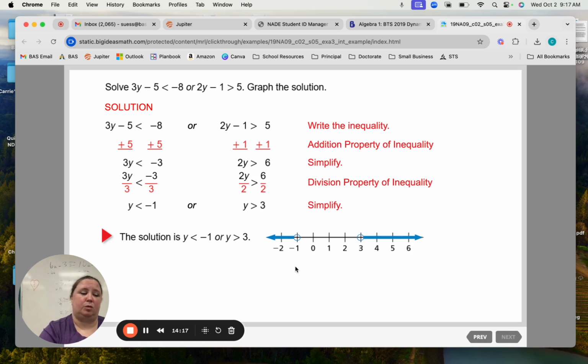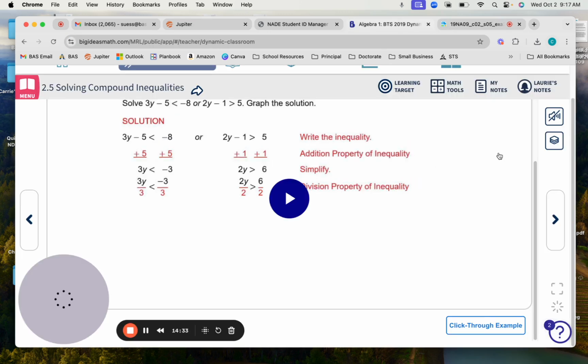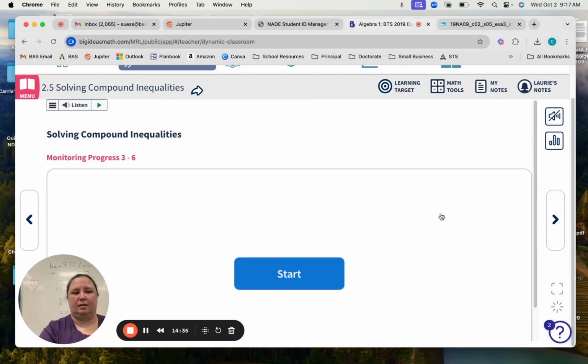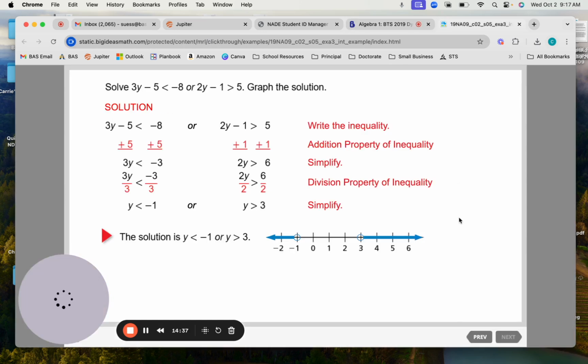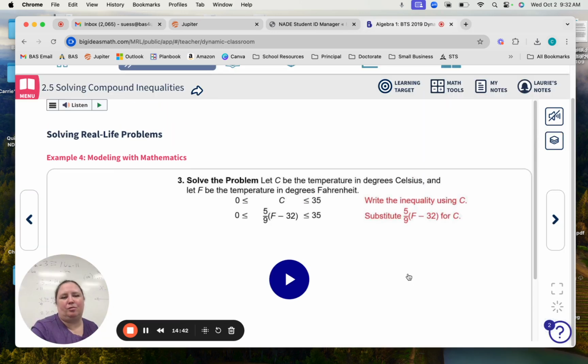So when it's an or, you do have to do the 2 inequalities. If it's an and, you just solve it all in one, in my opinion. It's easier. Or less time consuming. All right, any questions on this? No? Excellent. Now you do monitoring progress 3 through 6. All right, this is example 4. Get your journals.